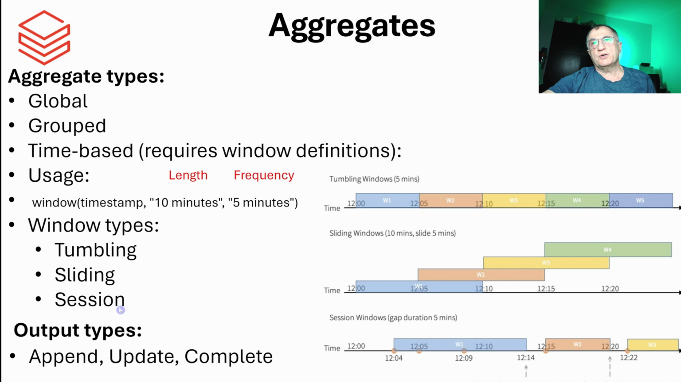The session window is a little different from these two window types. With a session window, you specify a gap duration, and the window will not start until it receives the first events. So as soon as the first event arrives, in this example, let's say at 12:04, a window starts and it will continue as long as we receive events. Once there are no events for the gap period, then the window closes until the next set of events arrives.